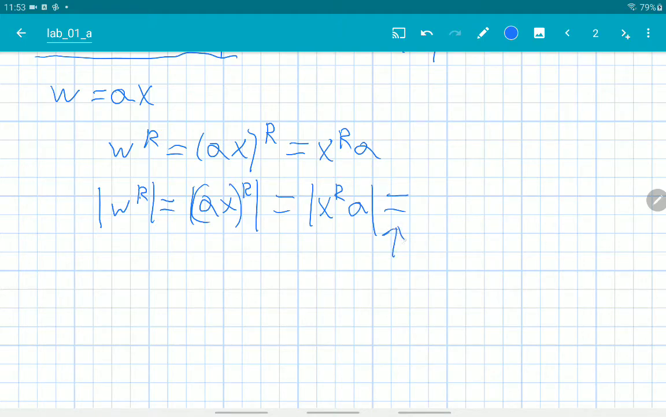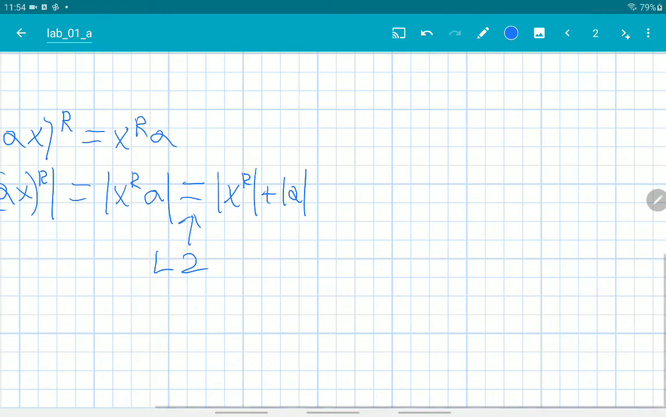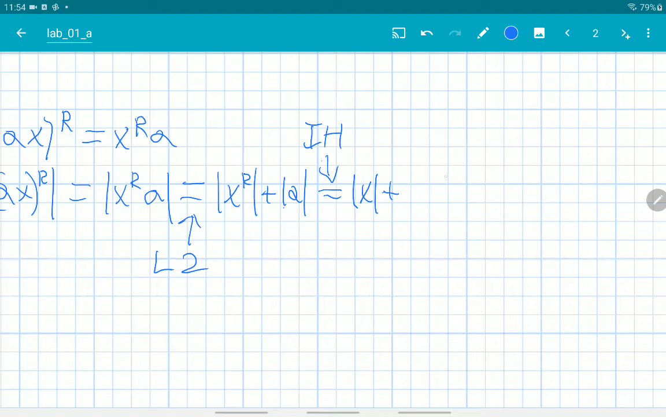So this would be by lemma 2. And this is going to be the length of xr plus the length of a. Now we're going to use the induction hypothesis, the fact that the length of xr is equal to the length of x, plus the length of a. Well, a is a single character, so this is just 1. So this is equal to the length of x plus 1, and this is using the induction.